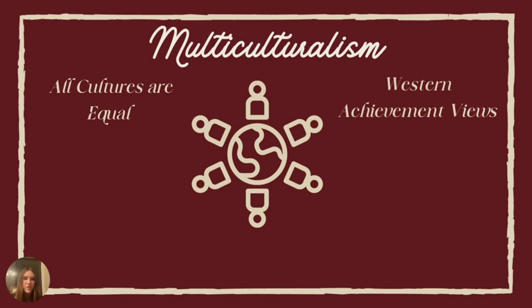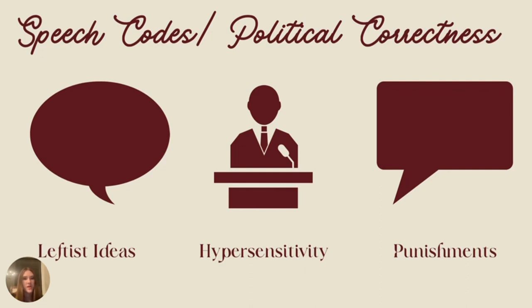Then the fourth topic is multiculturalism. And this is basically the view that all cultures should be equally represented in society. And they believe that advancing the achievements of Western civilization was an act of hatred towards other cultures and encouraged people to define themselves by race, sex, or sexual orientation rather than the pillars of Western civilization, such as the nation, family, and God. And then the last topic is speech codes and political correctness.